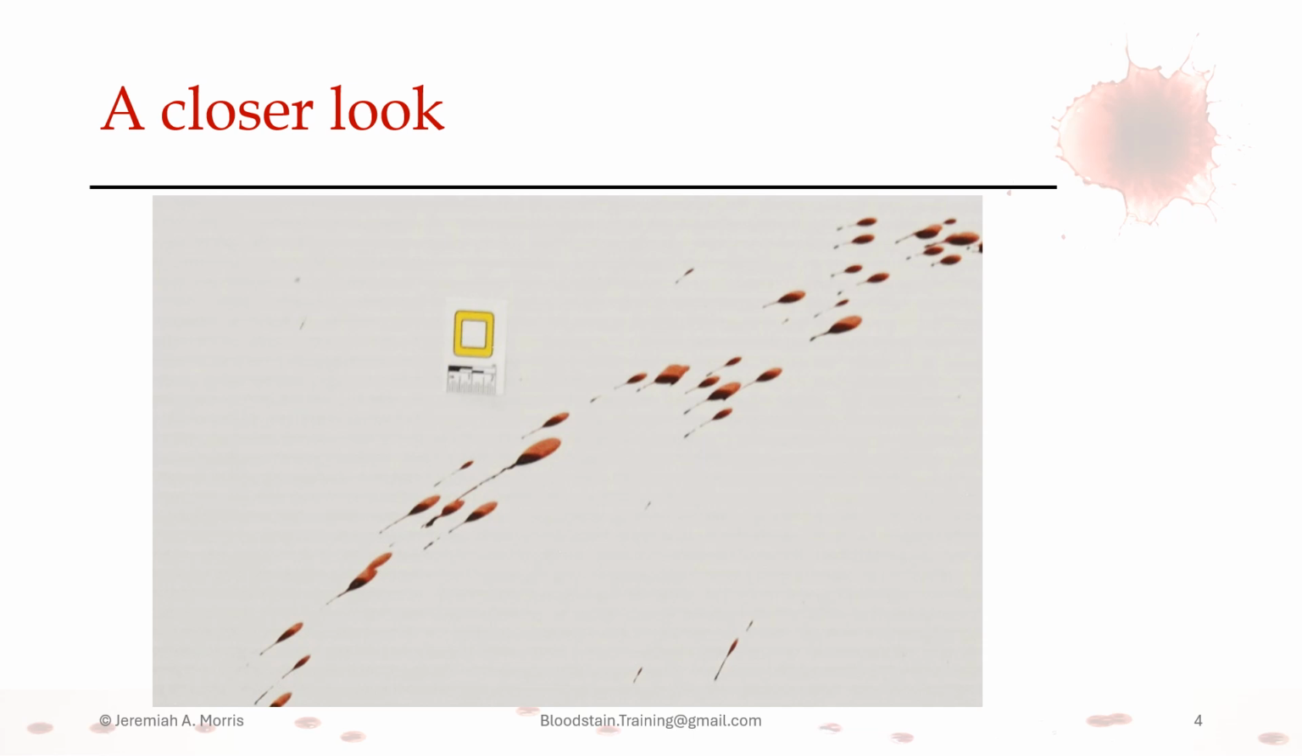But what I'd like to focus in on is what we can learn from the tails. And we often don't spend a lot of time talking about the tails of spatter stains. We know they're there. But I'm going to encourage you to look a little closer at the tails because I think that this is an area that we might be missing some pretty critical information.